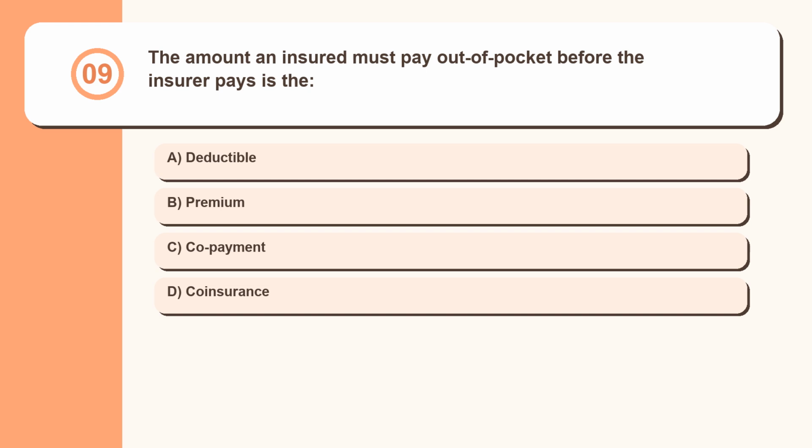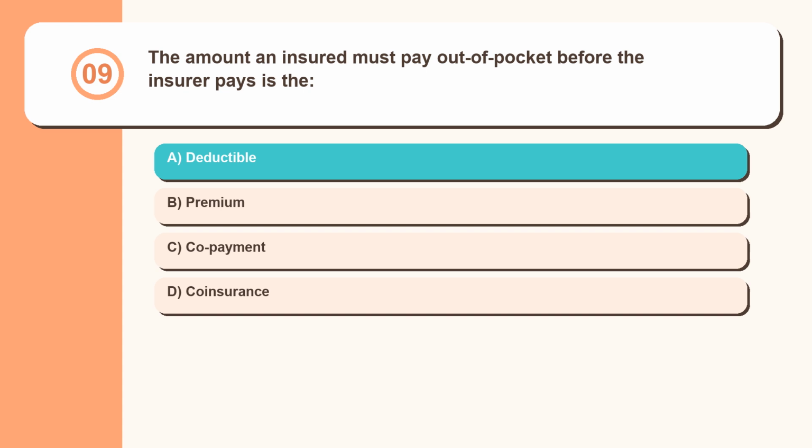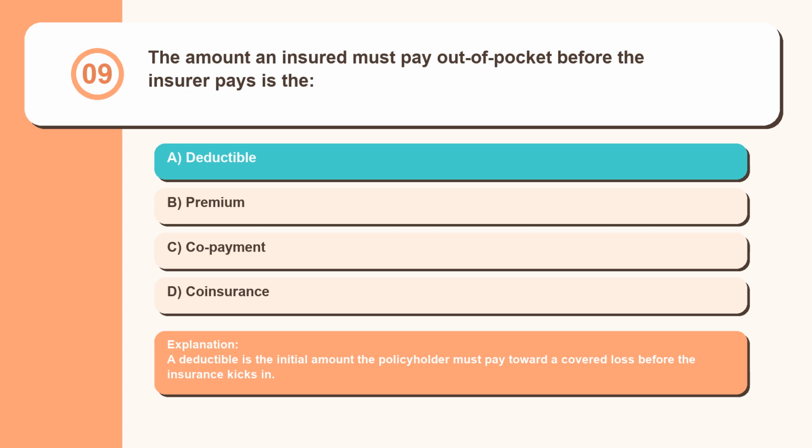Question 9. The amount an insured must pay out of pocket before the insurer pays is the deductible, premium, copayment, coinsurance. A deductible is the initial amount the policyholder must pay toward a covered loss before the insurance kicks in.